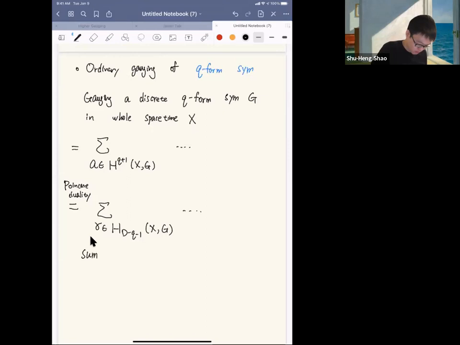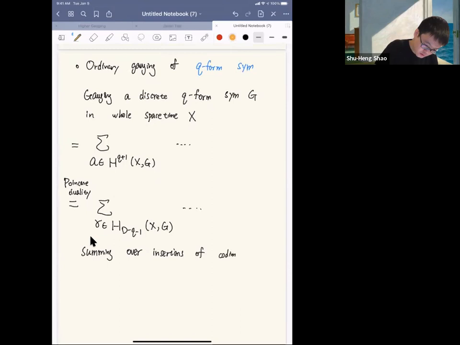So the upshot is that gauging Q-form symmetry in the whole spacetime is just summing over insertions of the codimension Q plus one topological defects. Now I hope this statement is not too controversial, because let me just demonstrate that in the simplest possible case. Let's consider 1+1D quantum field theory.